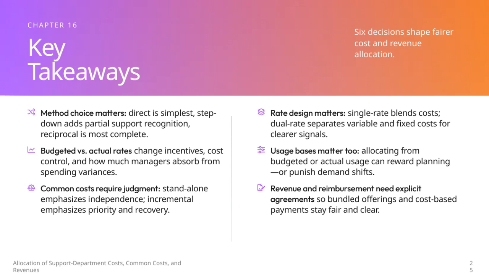When it comes to common costs, judgment is essential. Standalone cost allocation focuses on independent valuation, while incremental allocation prioritizes recovery and importance. Finally, revenue and reimbursement need explicit agreements to ensure that bundled offerings and cost-based payments remain fair and transparent. These decisions together help create a more equitable and effective system for allocating support department costs, common costs, and revenues.